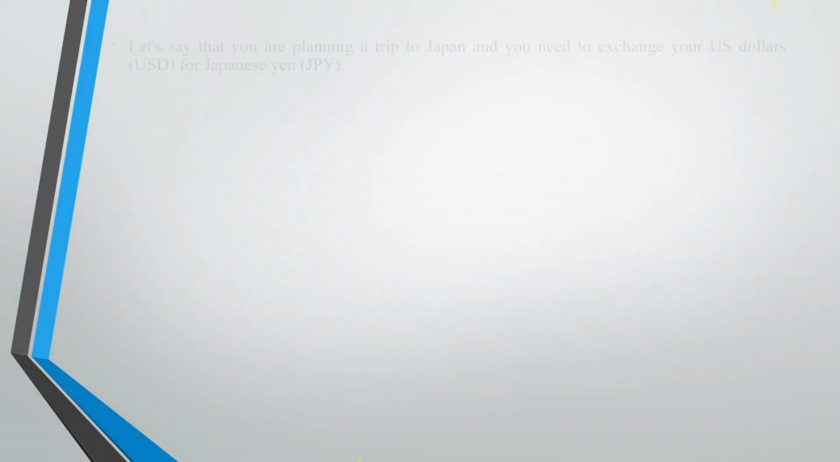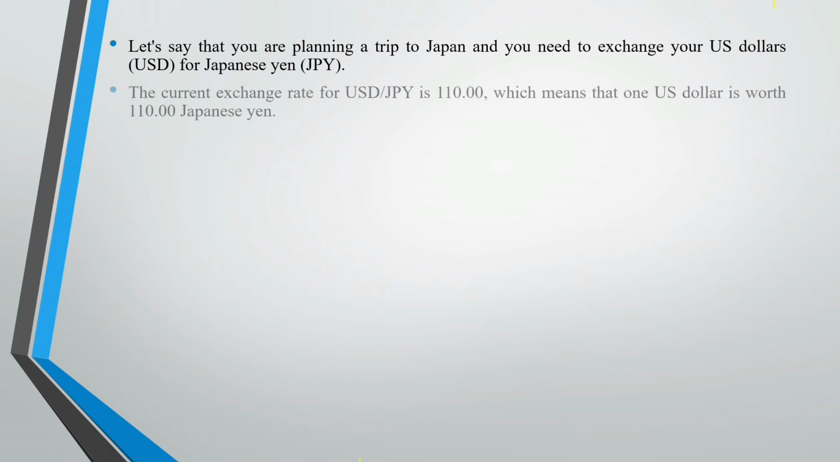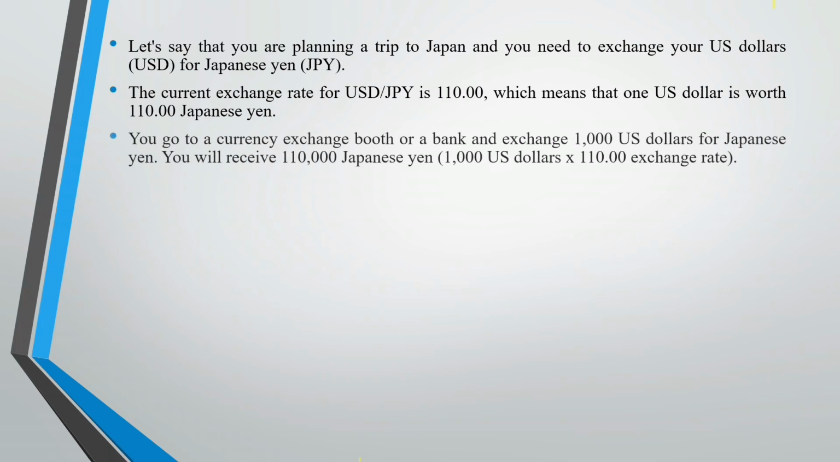Let's say that you are planning a trip to Japan, and you need to exchange your US dollars, USD, for Japanese yen, JPY. The current exchange rate for USD/JPY is 110.00, which means that $1 US is worth 110.00 Japanese yen. You go to a currency exchange booth or a bank and exchange 1,000 US dollars for Japanese yen. You will receive 110,000 Japanese yen.